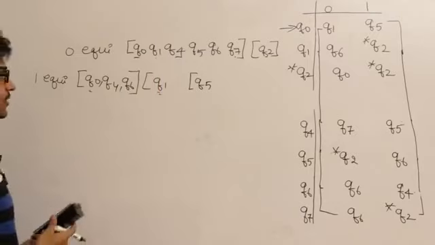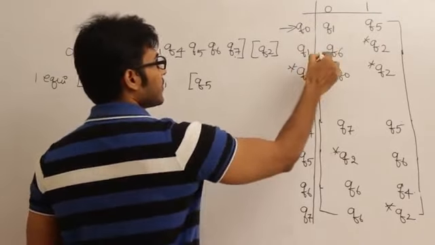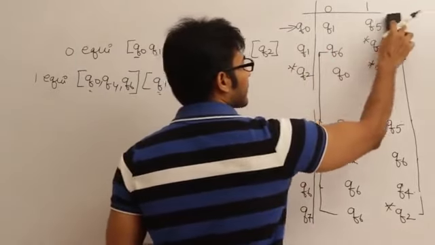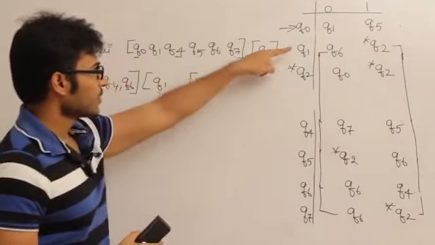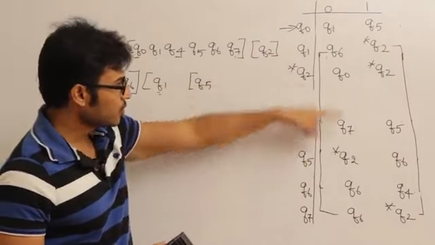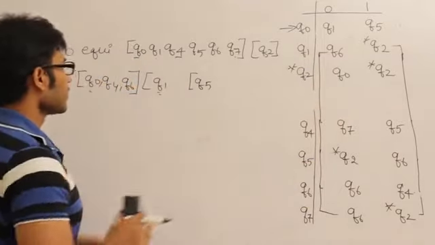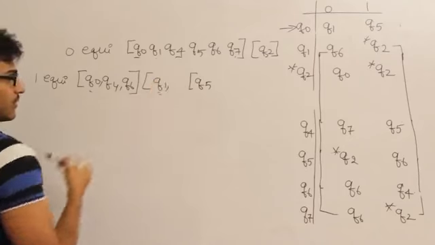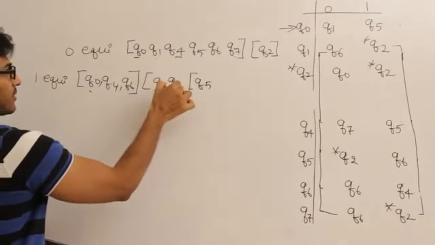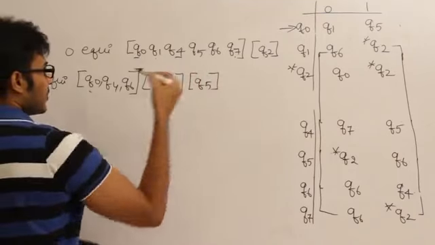Let me check it with Q1 once. Now let me check Q1 and Q7. Just see this. Q1 and Q7 are going to Q6 and Q2, same states. Therefore they will always be equivalent. If they are going to go to the same state, they will always be equivalent. So Q1 and Q7 are always going to be equivalent, and Q5 is going to be alone.